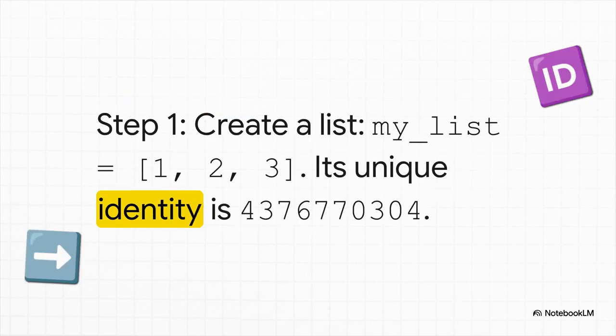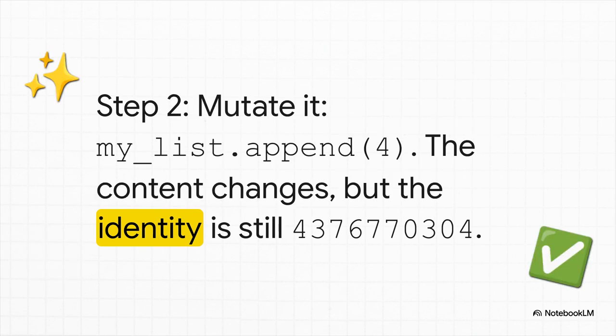Let's see this in action, because it's pretty cool. First, we create a simple list with 1, 2, and 3. We check its unique ID, and you can see it's this big number here, which is its home in memory. Got it? Okay. And now for the aha moment. We're going to change that list using the append method to add the number 4. Now, the list's content has definitely changed, right? It's 1, 2, 3, 4. But look at its identity. It's exactly the same as it was before. We didn't create a new list. We just modified the original one right where it was. We mutated it in place.